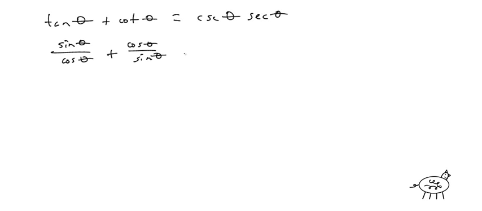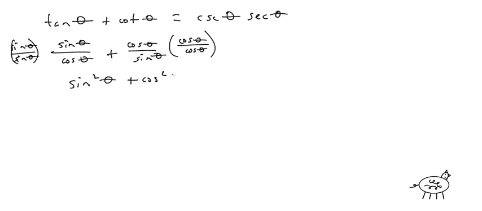And we got to get a common denominator, which happens to be sine theta cosine theta. So multiply this one by sine theta over sine theta, and this one by cosine theta over cosine theta. Okay, so you get sine squared of theta plus cosine squared of theta, and it's all over sine theta cosine theta. Well, of course, the top is equal to 1, so I can do this.